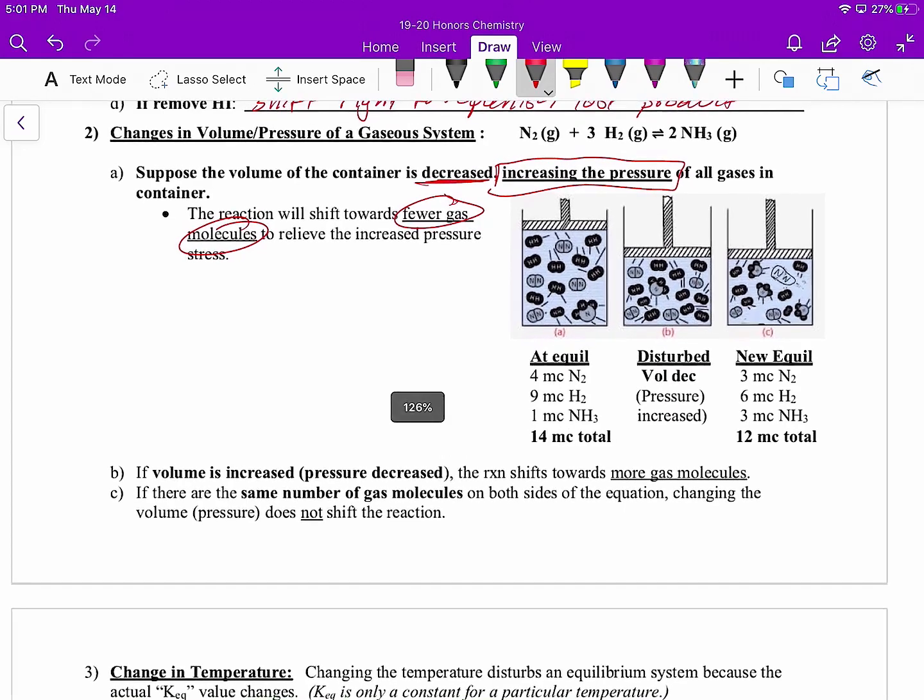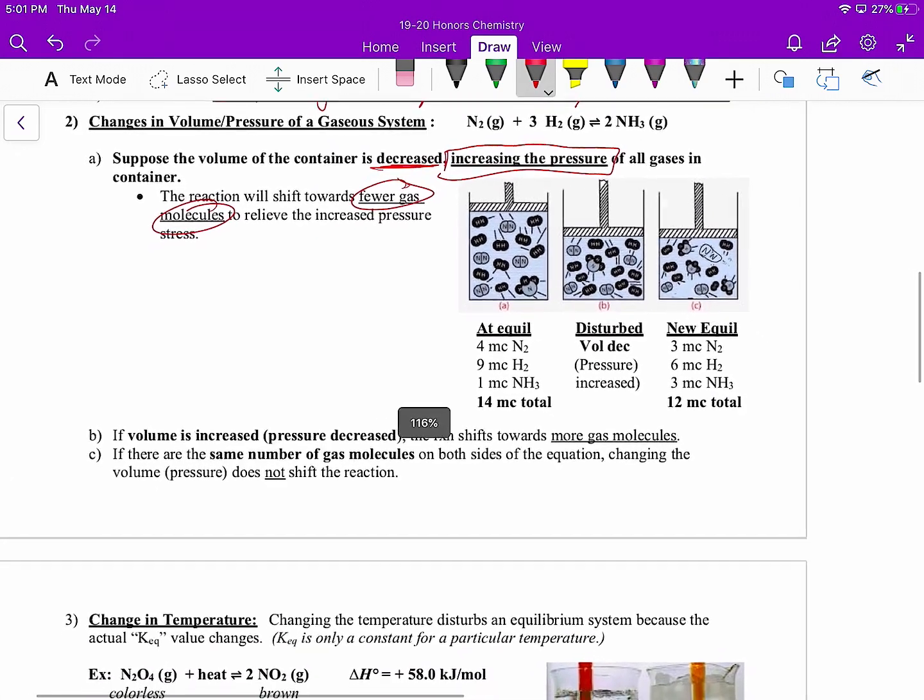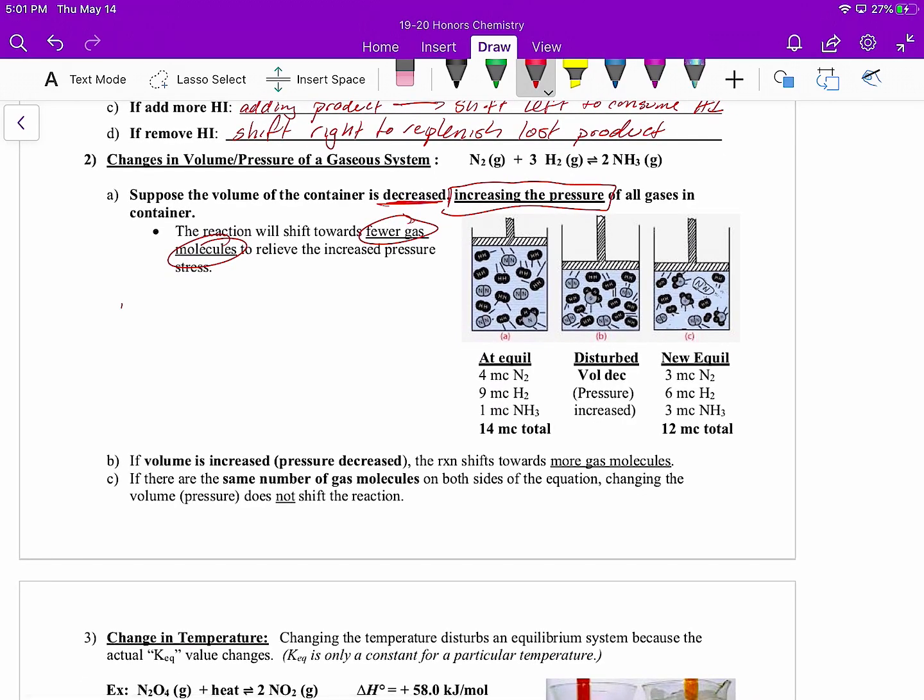So if you've got this reaction where you've got N2 plus 3H2 goes to 2NH3, if you increase the pressure, you want to make it so that you go in a direction where there's going to be less gas left in that container to try to relieve that pressure. So in this case, if you increase the pressure, it's going to shift to the right, because over here we've got 2 moles of gas, whereas over here we've got 4 moles of gas.